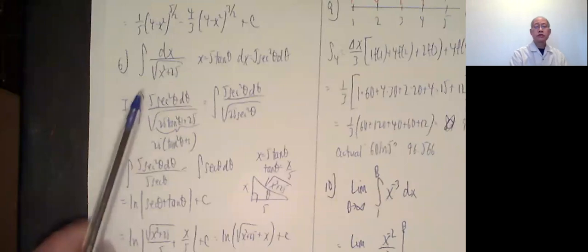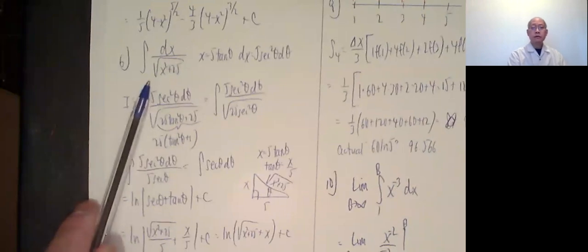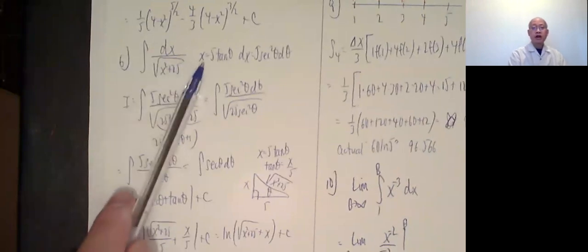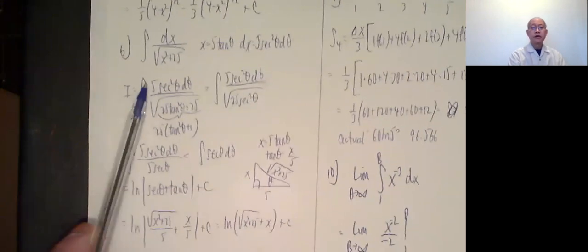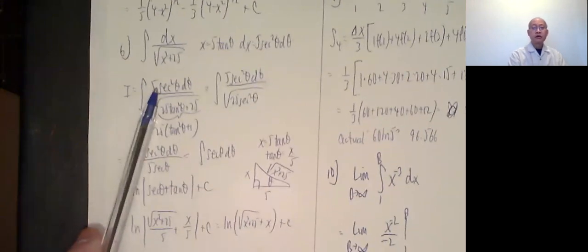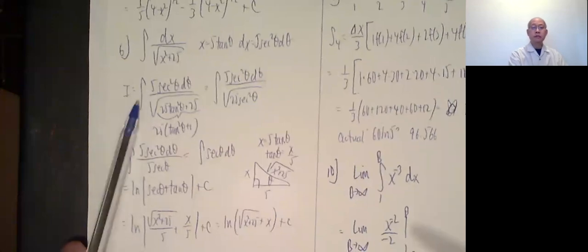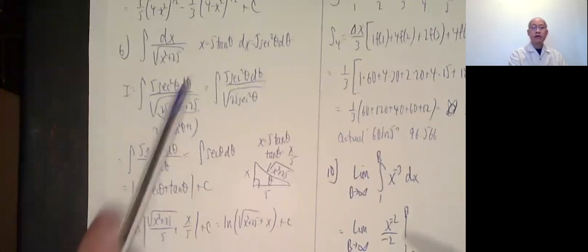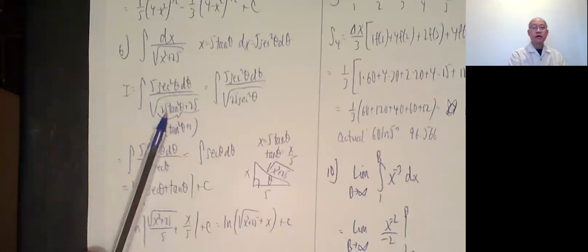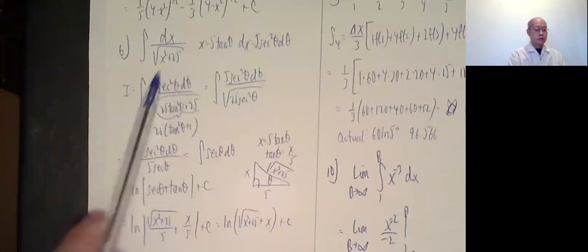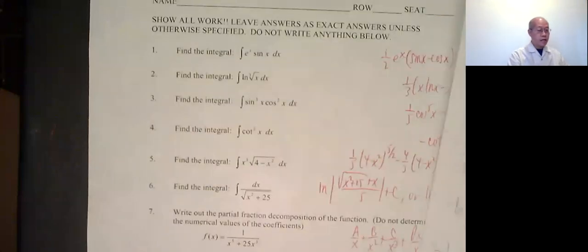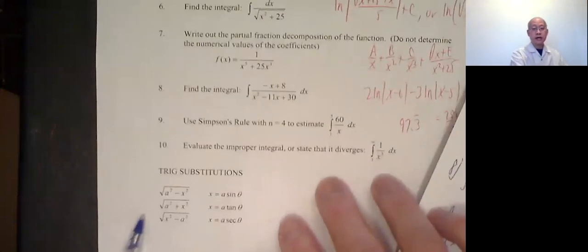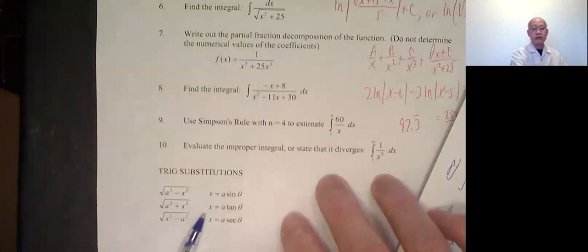Okay, question 6. You should recognize that. So x is 5 tan theta. dx is 5 secant squared theta d theta. So 5 secant squared theta d theta is my dx. Radical x squared is now 25 tangent squared theta plus 25. Okay. Again, in case you're wondering about the substitution, this is x squared plus a squared, which looks like the second one, that x equals a tan theta.